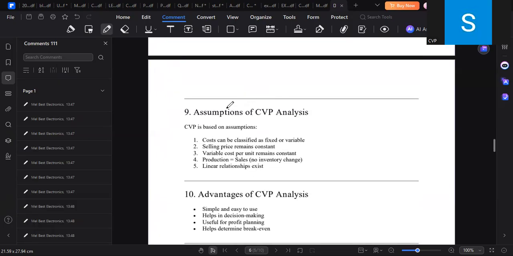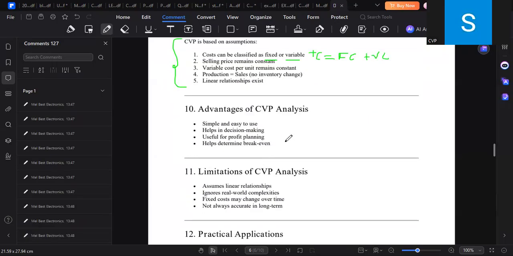So these are some of the assumptions that you need to have under CVP analysis. CVP analysis is based on the following assumptions. Number one is that costs are classified as fixed costs and variable costs. So our total costs are a combination of only two, fixed costs plus what? Variable costs. What is the other assumption under which this CVP must lie? Is that the selling price will remain constant. Also that the variable cost per unit remains constant. Also that the production is equal to sales. We do not have any change in our inventory, and that there is a linear relationship.